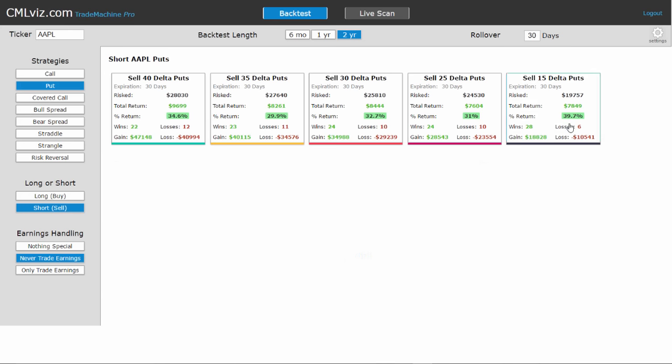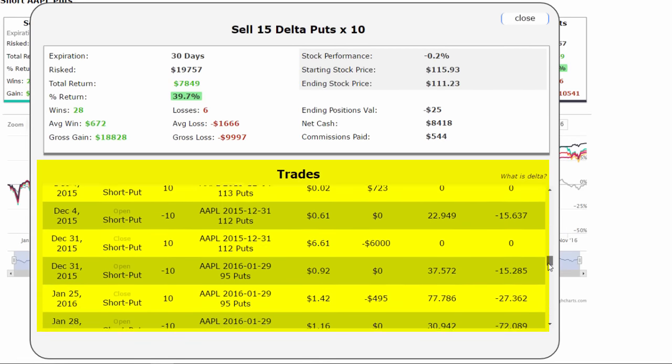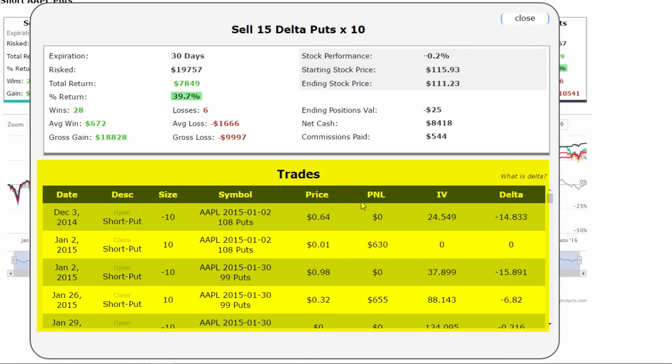When we're ready to dive deep into the details, we simply click on a tile, and here we see the backtest details, selling the 15 delta put in a 10 lot. The return was 39.7%. We had 28 winning trades, 6 losing trades. We can see how the stock did during this 2-year period. We can see the net cash we generated, and we can even see how many commissions we paid. Further, we can go trade by trade to look at every opening position and every closing position through 2 years, scrolling down every single trade, or if we prefer, take it all and put it into Excel. When the time is right, you have all the detail you need.